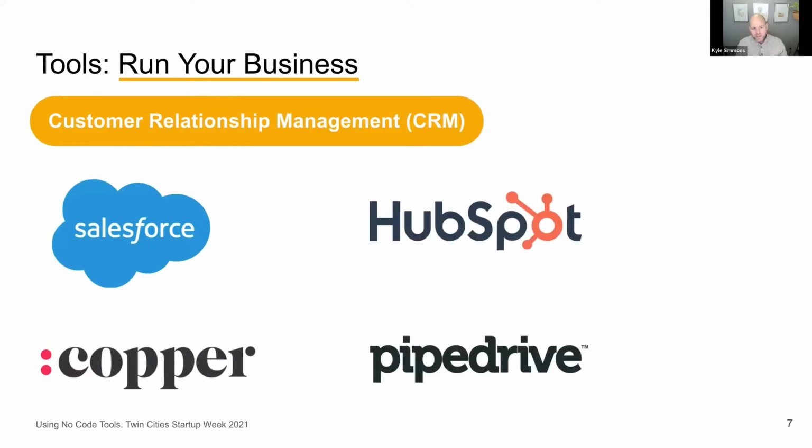CRMs, customer relationship managers. We've all heard of Salesforce, I'm guessing, and HubSpot does a similar thing. Two that are a little less well-known: Copper lives right inside of the G Suite, or Google Workspace, I think is what it's called now. But that's a CRM that lives inside of Gmail. Pipedrive is another really popular one that's kind of for salespeople. So if you are managing customers and you don't want to do something as huge as Salesforce or HubSpot, Copper and Pipedrive are two good CRM alternatives as well.